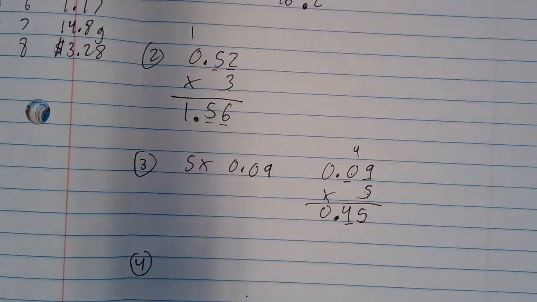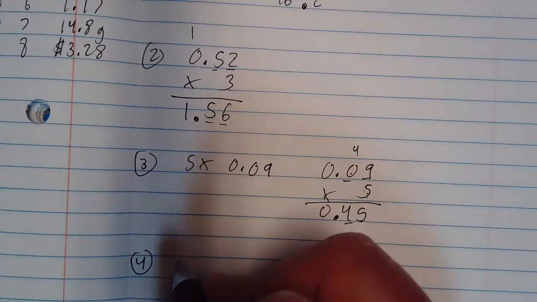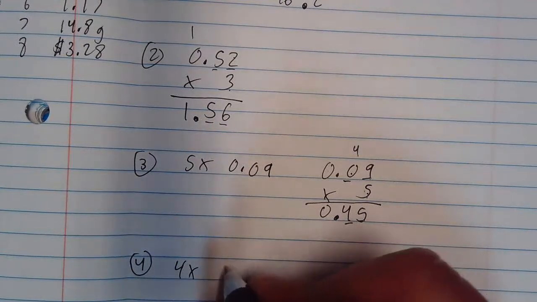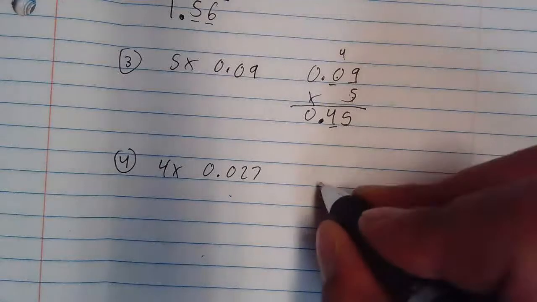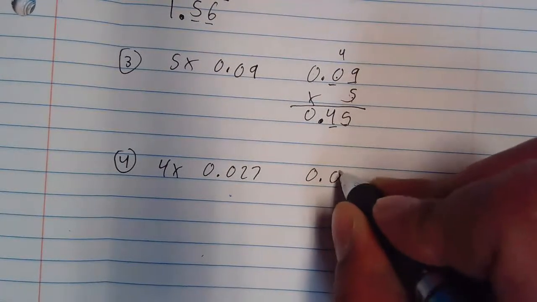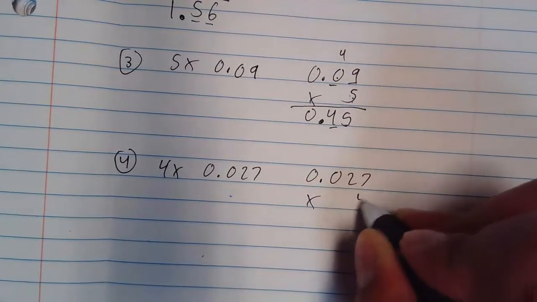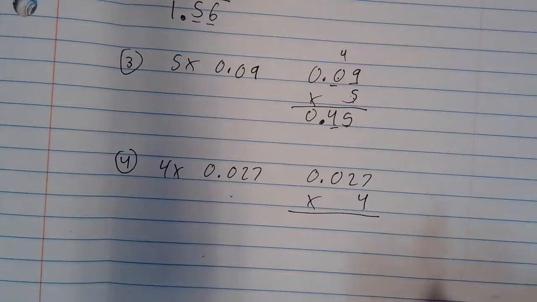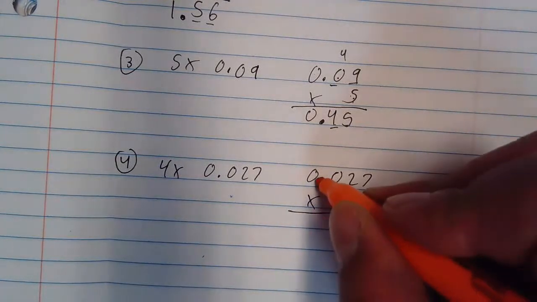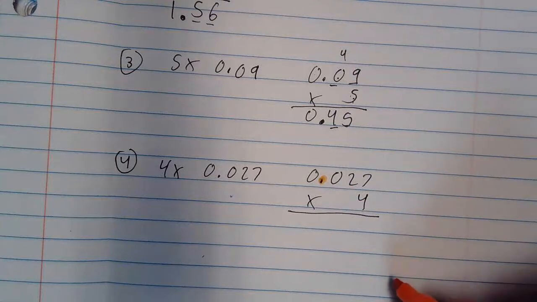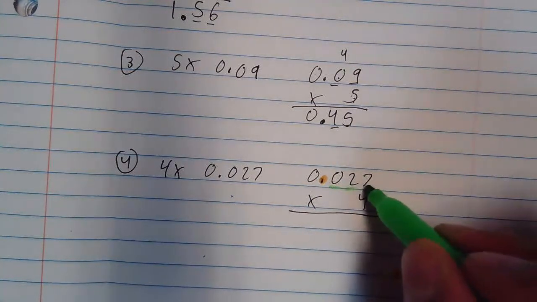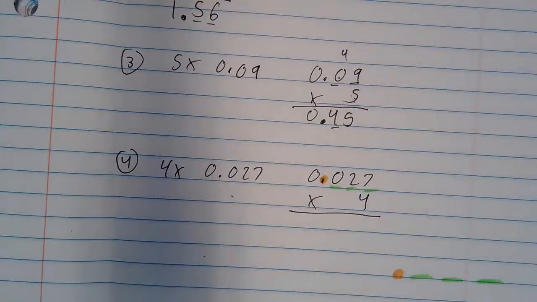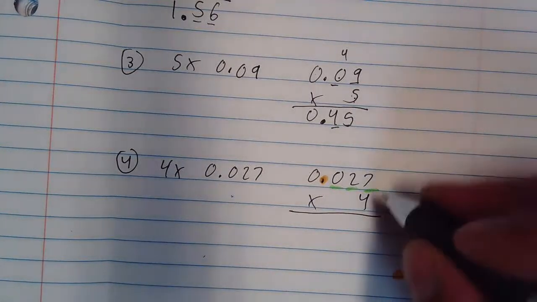Number 4. 4 times 0.027. Same thing. This one's a little longer, so I'm going to do this real fast. Decimal point, make a quick prediction. I'm going to have 3 place values to the right, I believe. 1, 2, 3. 1, 2, 3. Let's see how this works.